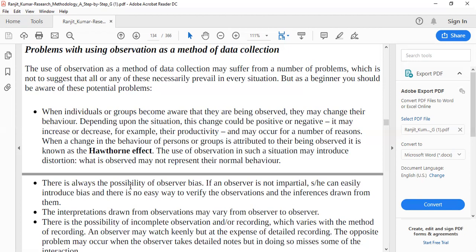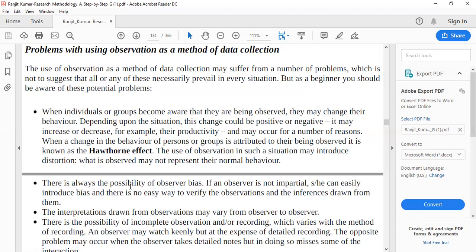So for example, we say that a child is not intelligent. So we have already made up our mind, and according to that we start observing. So it can be regarding the person or the subject or the participant of the study, or it can be regarding anything else due to which they are biased. Moreover, the observation of one person may vary from the observation of another person.